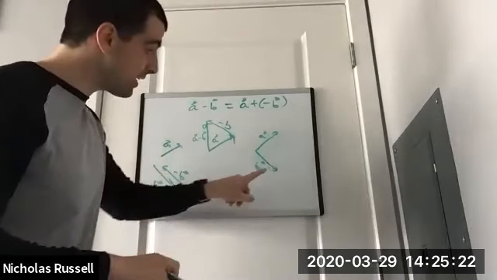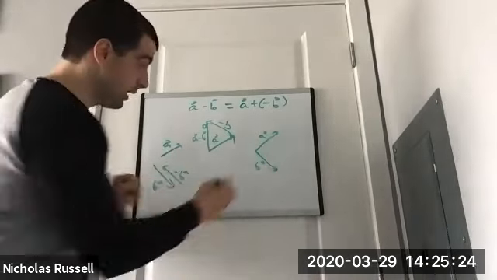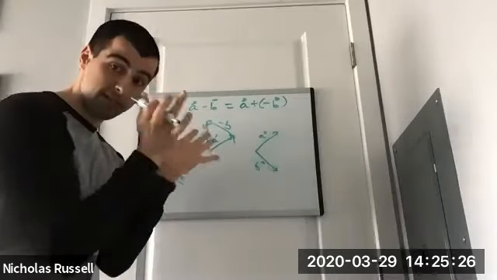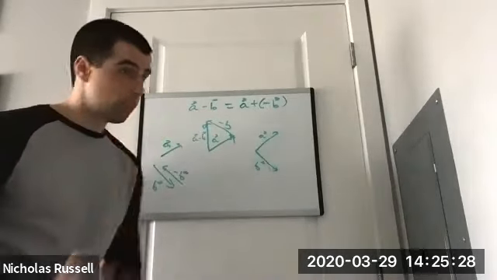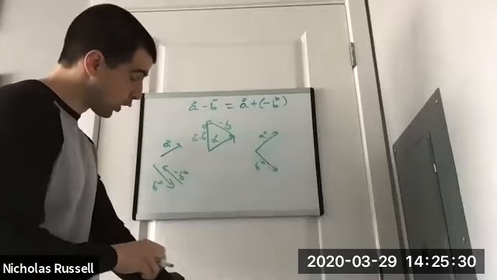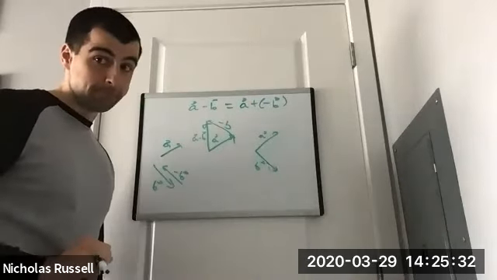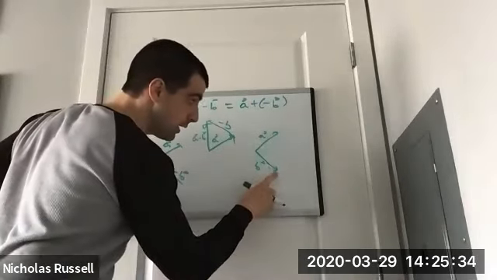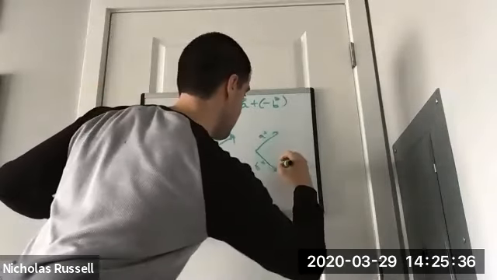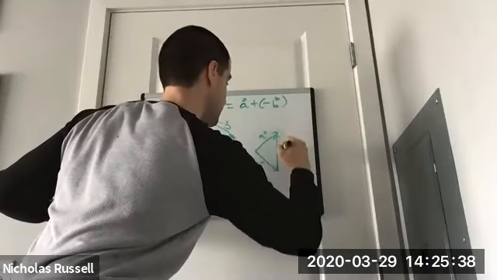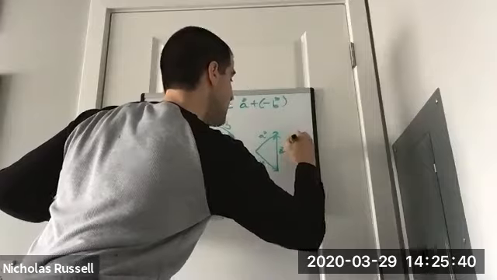Now, to find A minus B, I'm going to connect the tips of A and B. Note, I am starting them at the same exact point. And what I'm going to do is go in the direction of A. So I'm going to start from B and go to A, like that. And this is A minus B.